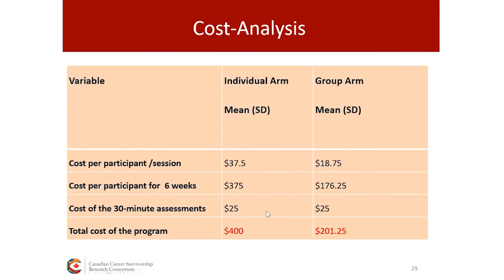And the cost of the initial 30-minute assessment was similar. So the total cost from the patient perspective for the entire program of 6 weeks was $400 for the individual arm and just about 50% of that for the group arm. So what this suggests is that the quality adjusted life years were the same for both arms, but the costs are significantly lower, about 50% lower, for the group arm compared to the individual arm.